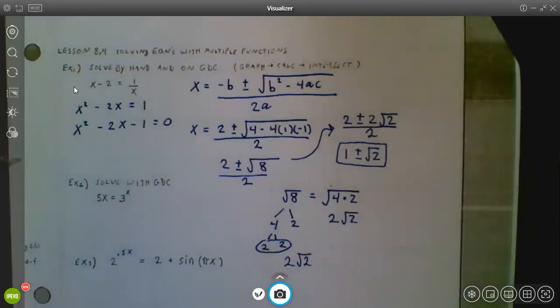So let's take this guy first of all and solve it in Desmos. What we're going to do is create 2 graphs. I'm going to create one graph for x minus 2, and then a different graph for 1 over x. And what we're looking for is, where do those 2 graphs equal each other? Where do they intersect? That's what we're looking for. So do this with me.